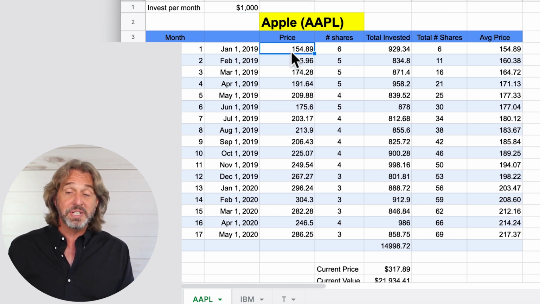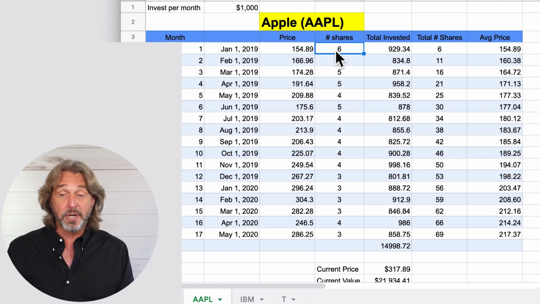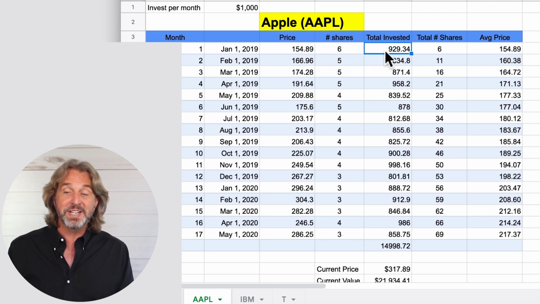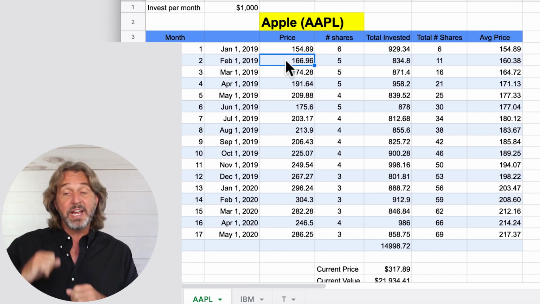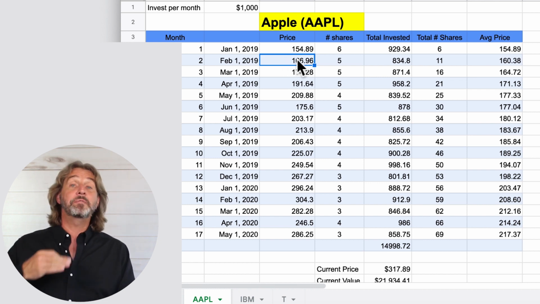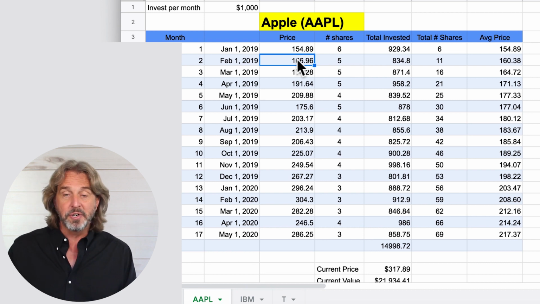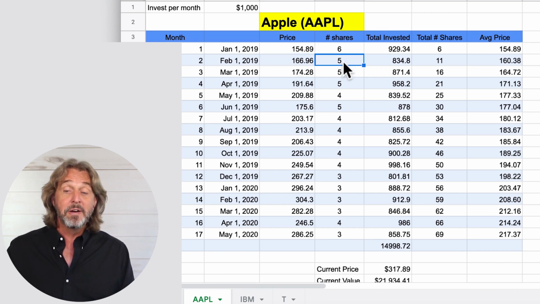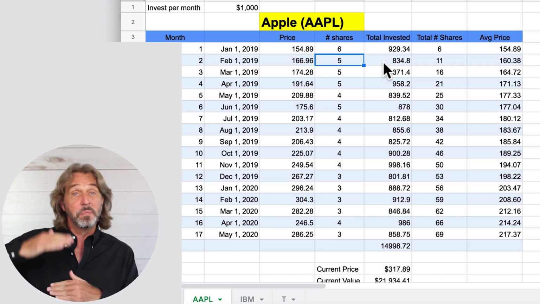Now, when a share costs $154.89, so this was the price of Apple on January 1st, 2019, you would buy 6 shares. 6 shares means that you would have invested $929.34. So here's next month on February 1st, Apple is slightly higher. As you can see, it is now trading at $166.96. So if now you want to invest $1,000, you can only afford to buy 5 shares because now you're investing $834. If you would buy 6 shares, you would invest more than $1,000.